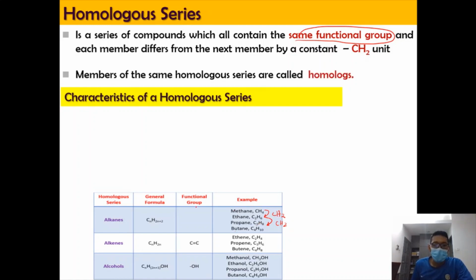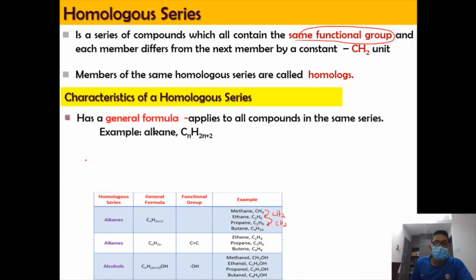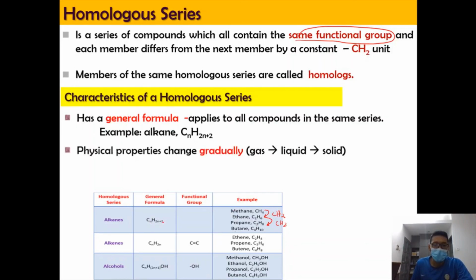So the members of the same homologous series are called homologs. One of the characteristics of the homologous series is that it has a general formula. For example, alkane will have a general formula of CnH2n plus 2. And we can see that when there is an increase in the number of carbon, the physical properties will change as well.